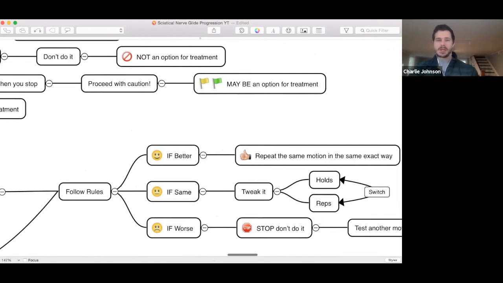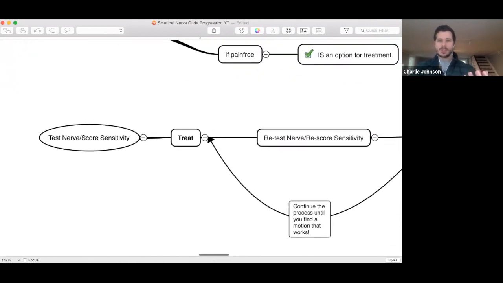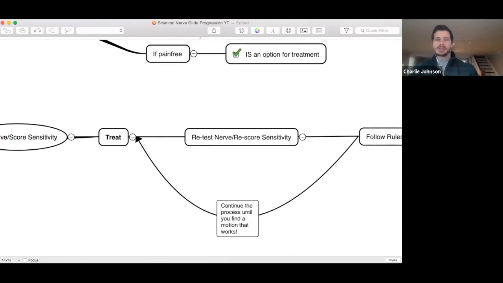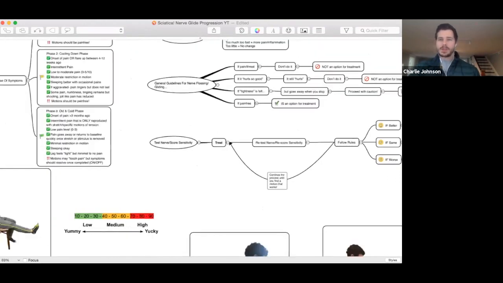If it's better, you want to keep going. If it's the same, you might want to change it up or tweak it a little bit. If it's worse, we definitely don't want to do that. We want to test another motion. We keep reiterating this process and going through that feedback loop until we find what's going to work for us.